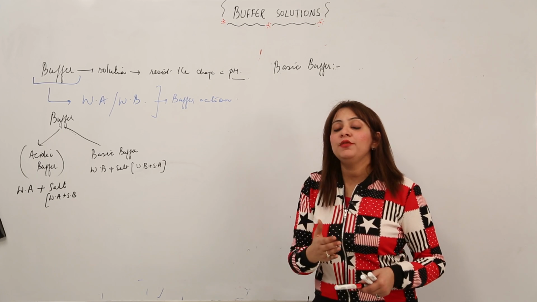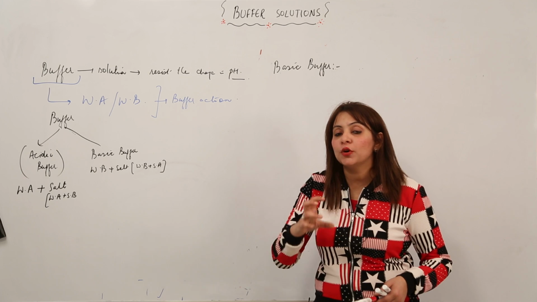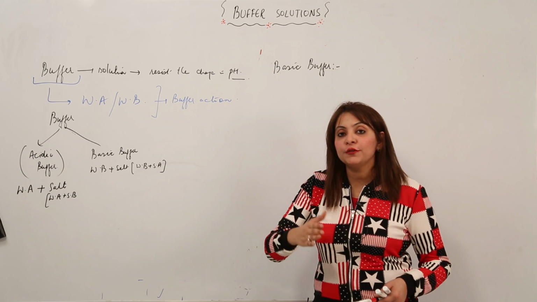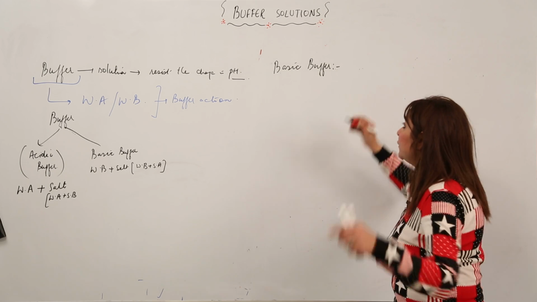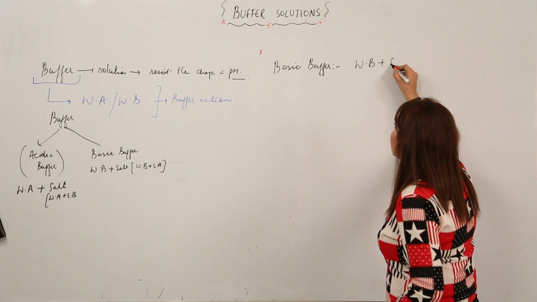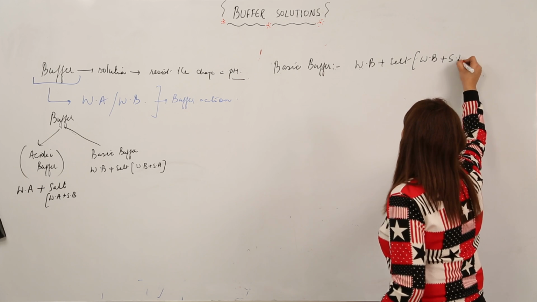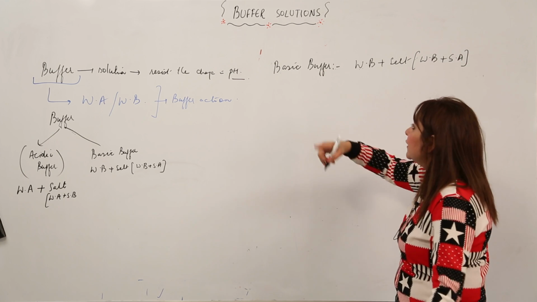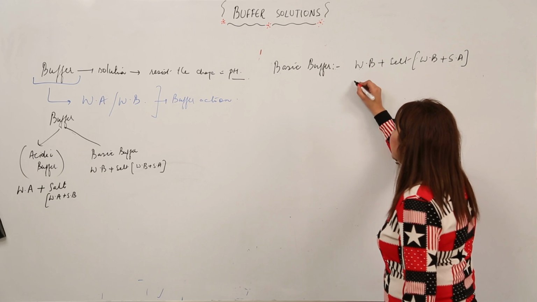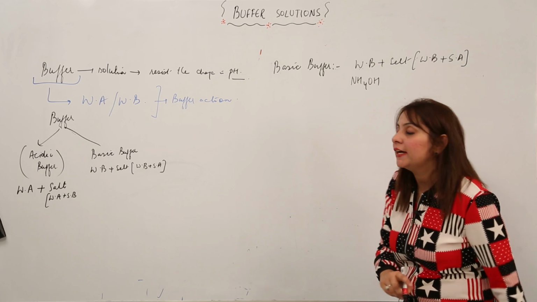Now in the same way we'll be doing the same expression for the basic buffer. What is the buffer action in the case of the basic buffer? First of all, you should know it consists of a weak base and a salt, and the salt is of a weak base plus a strong acid. Let us take an example for the weak base, suppose NH4OH, ammonium hydroxide.